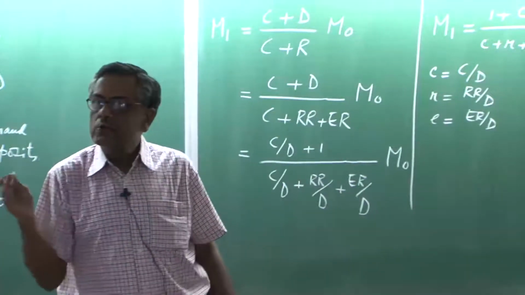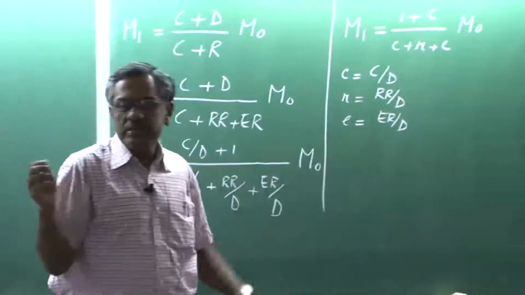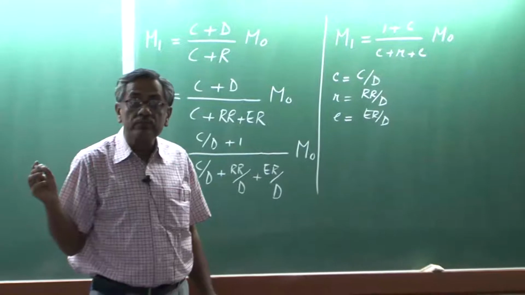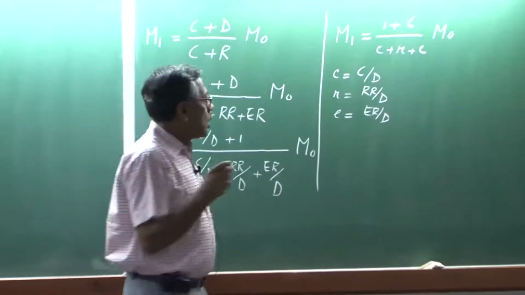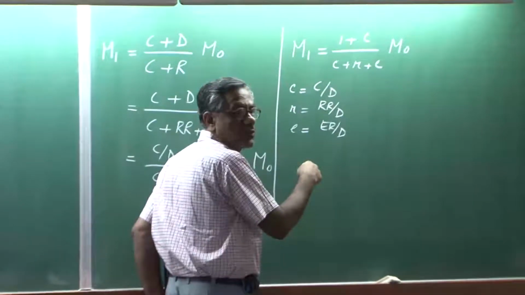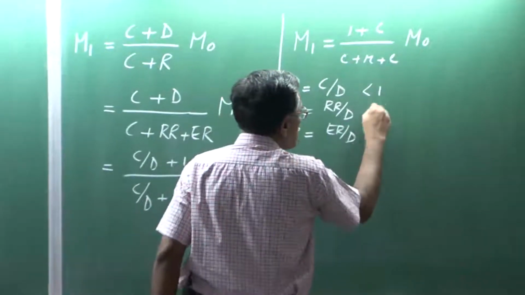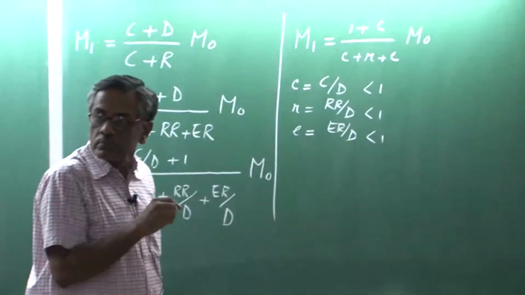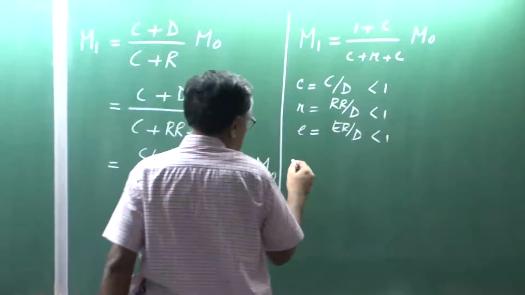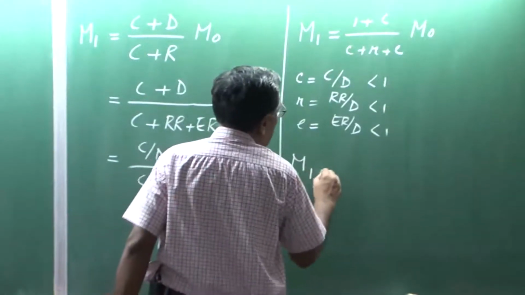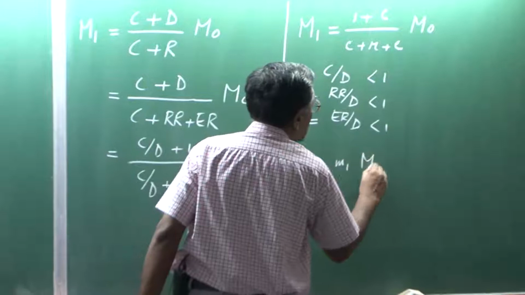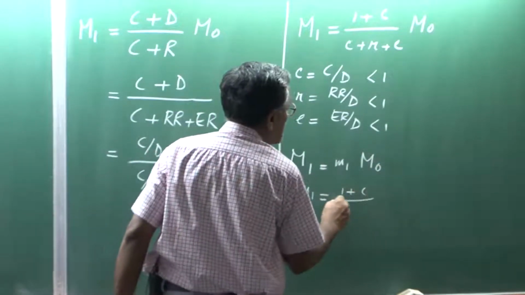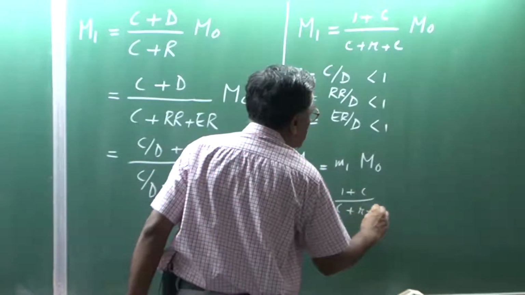All right. And you can see one thing, all these parameters are less than 1, magnitudes are less than 1. So, this is less than 1, this is less than 1, this is less than 1. Now, we can finally conclude that m1 is equal to small m1 into m naught, where small m1 is equal to (1 plus c) over (c plus r plus e).